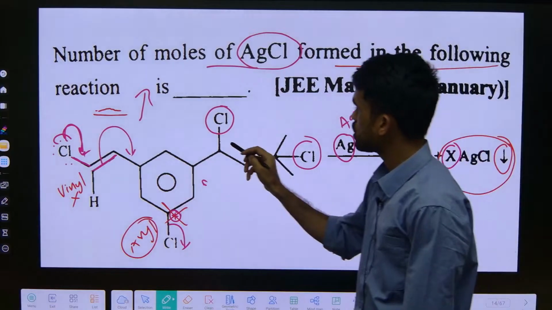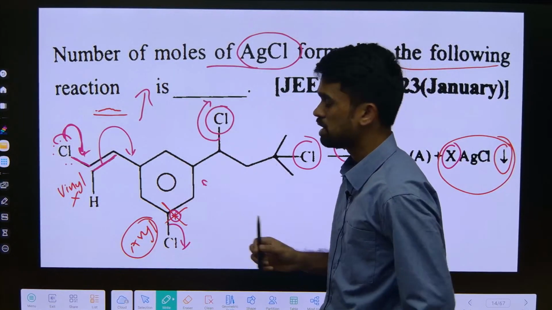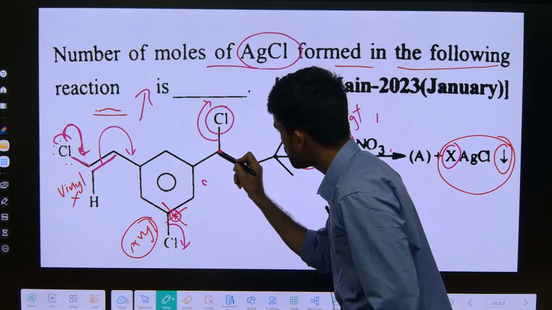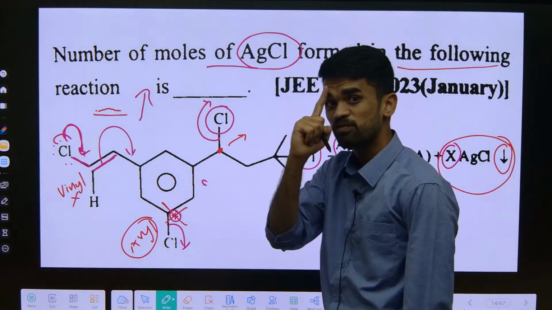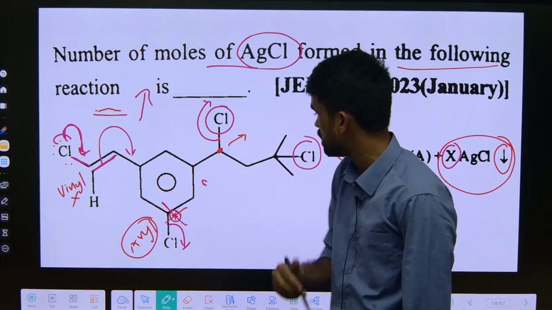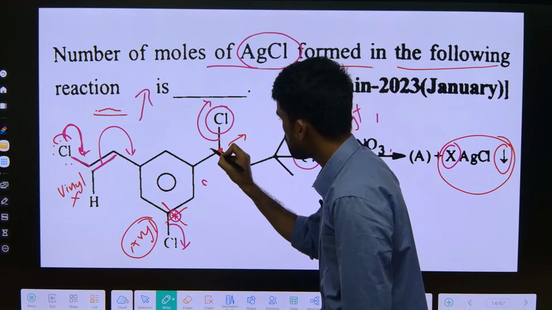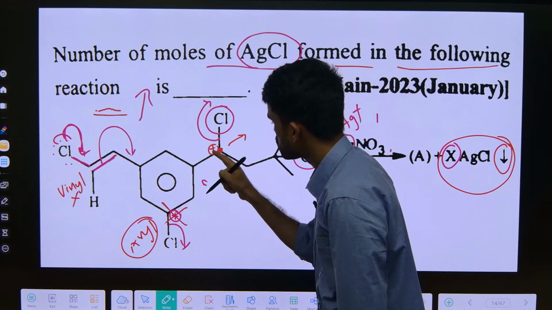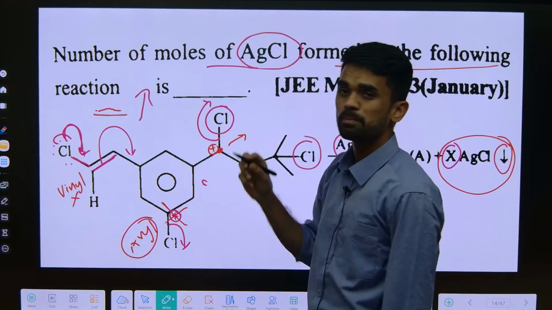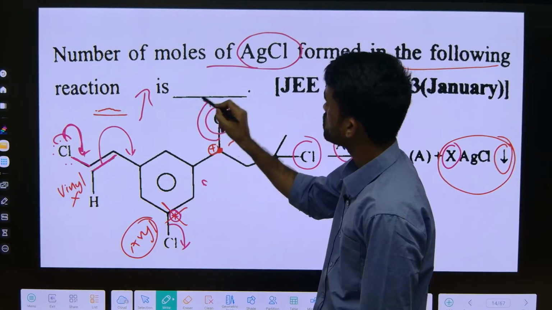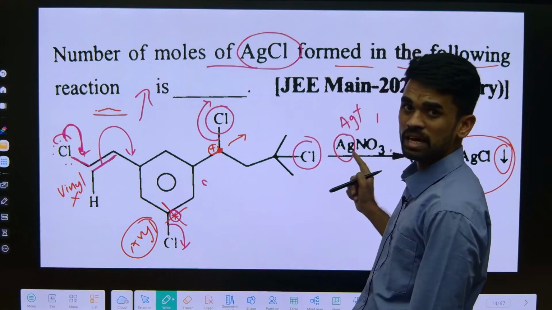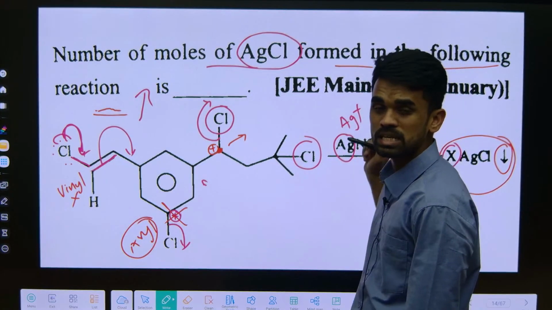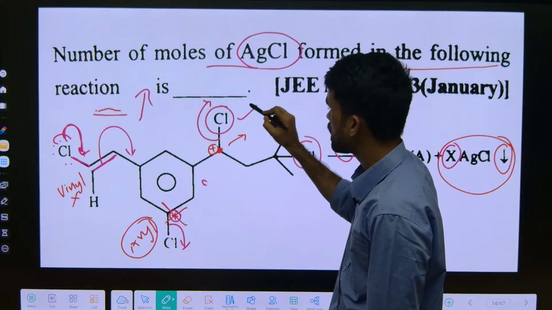Now if you remove this, yes, this is possible. Look at this carbon: this carbon is called the benzylic carbon, as I mentioned in the first option of the previous question. If I remove this, we get a positive charge here. That positive charge can be stabilized by the ring pi electrons, so you can remove this chloride ion easily. It will form a precipitate with AgNO3, giving AgCl precipitate, right? So this chloride ion can be removed.